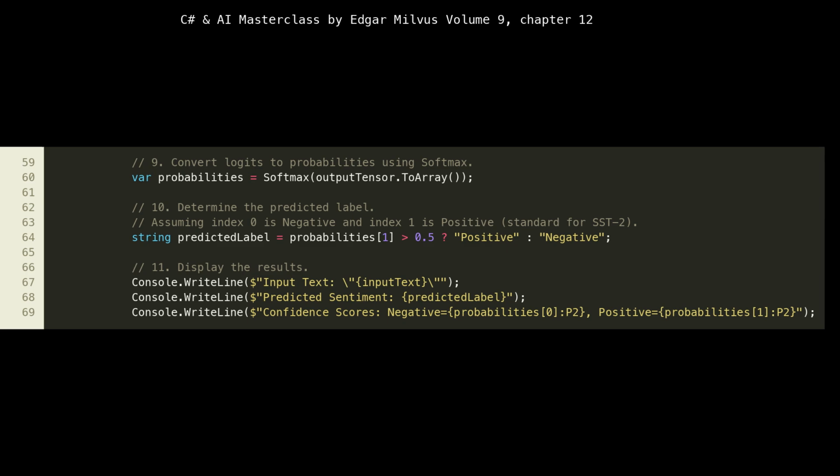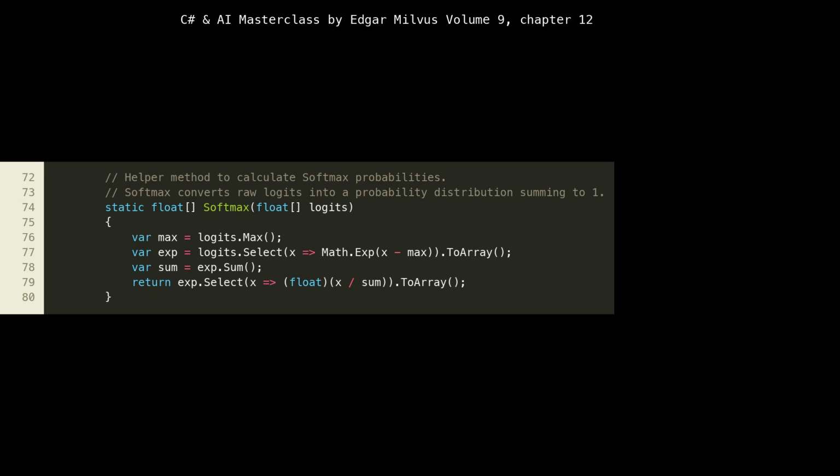We then interpret these probabilities. At line 63, we assume index 0 corresponds to negative and index 1 to positive, a common convention for two-class sentiment models like those fine-tuned on SST2. If the positive probability is greater than 0.5, we classify it as positive. Finally, lines 67 to 69 print the input text, the predicted sentiment, and the confidence scores. This clear output allows us to immediately understand the model's decision and its certainty, which is crucial for evaluating its performance.